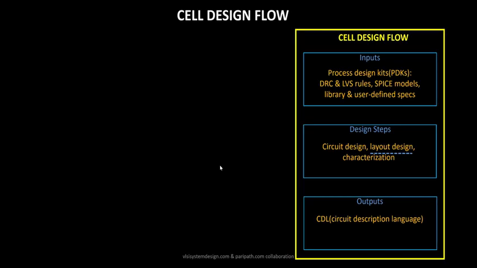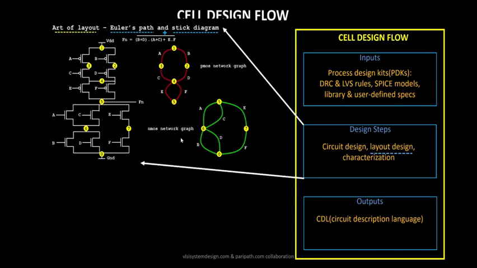The layout design has certain steps, and they are pretty elaborate, so we'll look into one step. The first step is to get the function implemented through a set of PMOS and NMOS transistors. The second step is to get a PMOS network graph and an NMOS network graph out of the design that you've implemented here. The further steps to get the layout are a bit elaborate, so we'll stop at this point and look into the more elaborate steps in the next video.